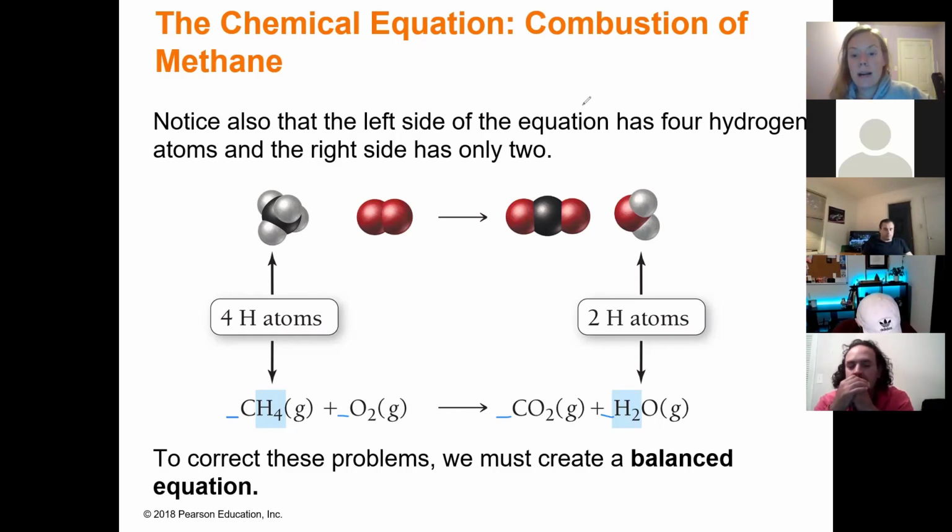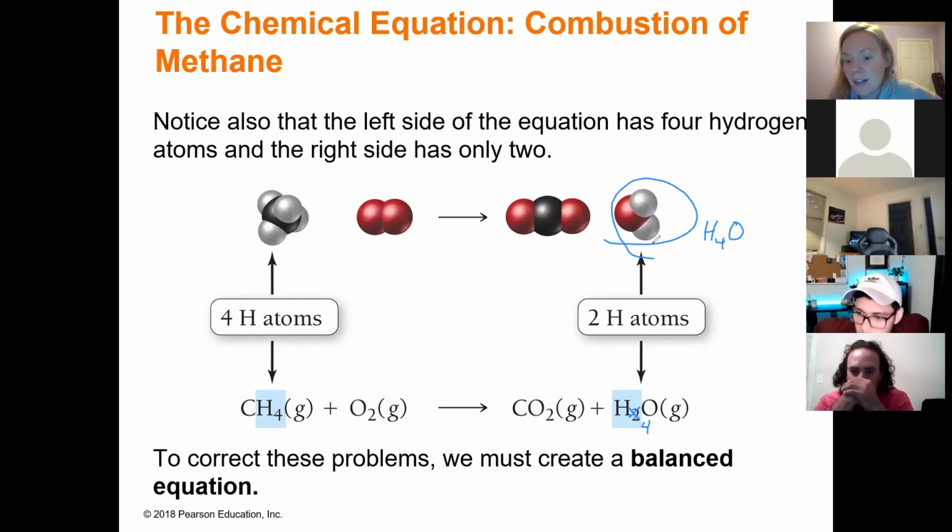So I'm going to show you right now, if I've got 4 hydrogens here and 2 hydrogens here, I cannot do this. I can't cross that off and make it a 4. What is H4O? It's definitely not water, so you're no longer honoring what the material is. So don't change subscripts, only add coefficients.